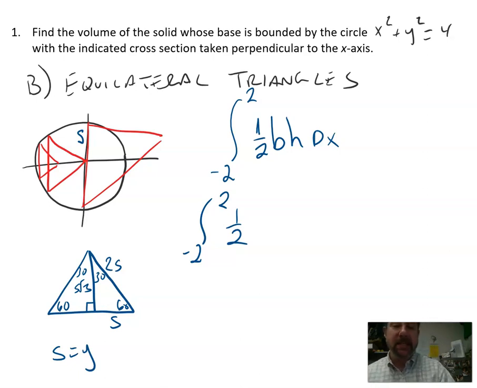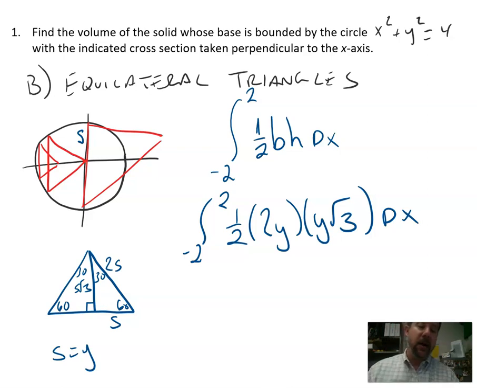So the base then is 2 sides, right? 2 s's or 2 y's. And the height then is side root 3 or y root 3 dx. And now that I've worked that out, I can go back. We solved for y before. y is equal to the square root of 4 minus x squared. And now I could plug in for y.